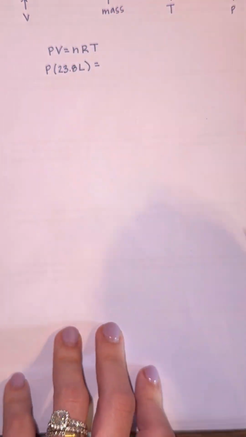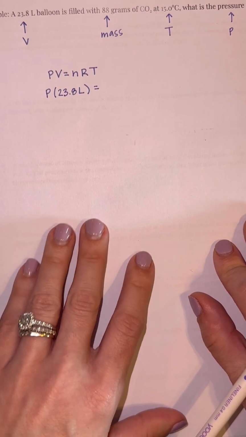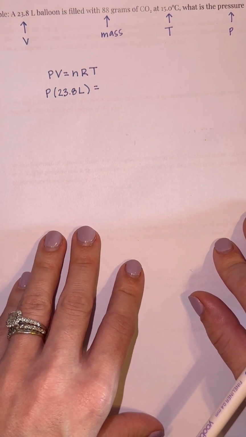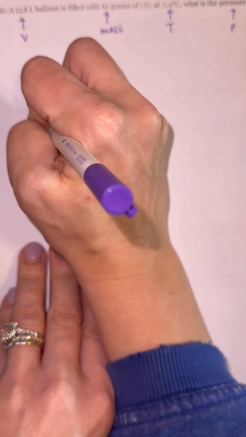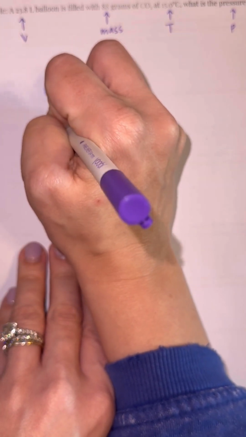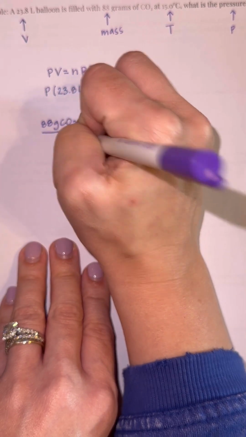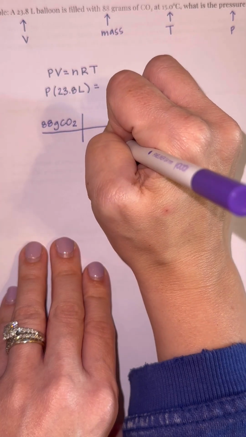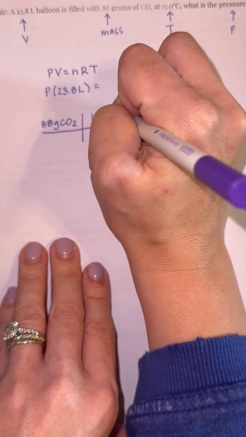All right. Then we get over here to N. N is moles. We don't have moles. We have mass. So you can do one of two things. You can set up a dimensional analysis problem where you start off with your 88 grams of carbon dioxide, and therefore we need grams of carbon dioxide on the bottom of the next step, 1 mole on the top.